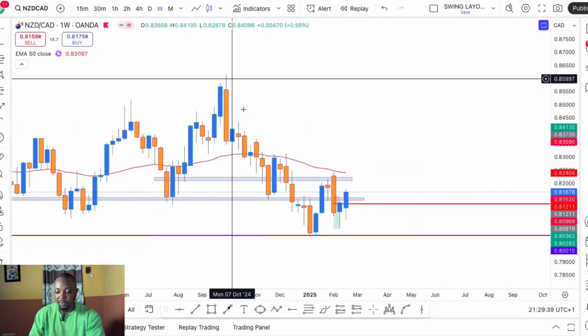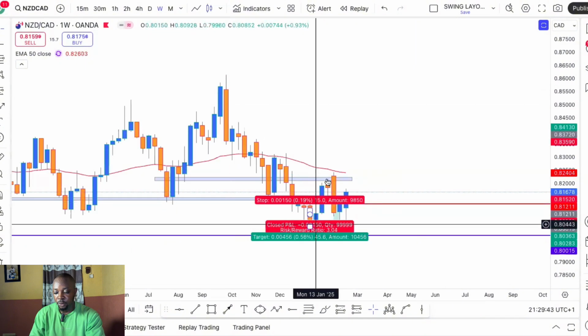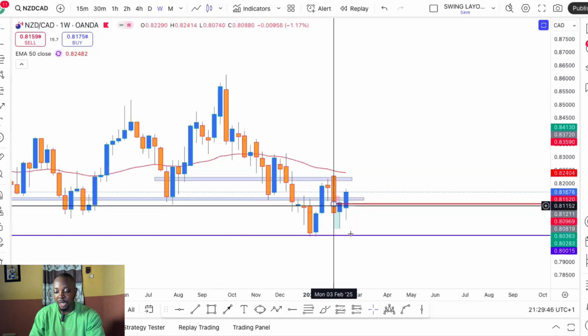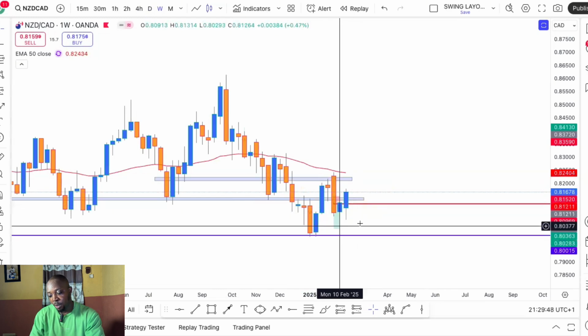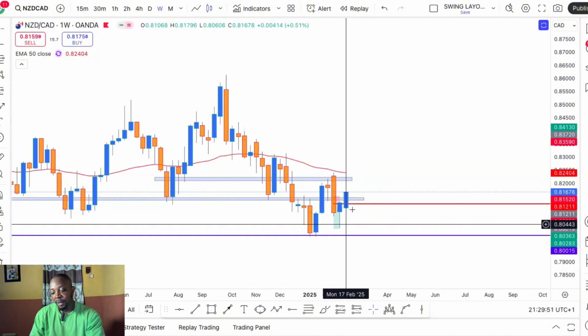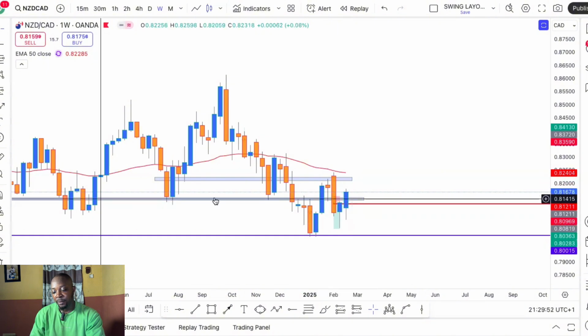Because if you look here on the weekly time frame, you see the market was bearish: high, low, lower high, lower low, lower high, lower low. It came here putting in this sort of lower high, and it was supposed to come and put in a lower low, but we found buy pressure over here, and it's breaking back above this previous level of resistance.